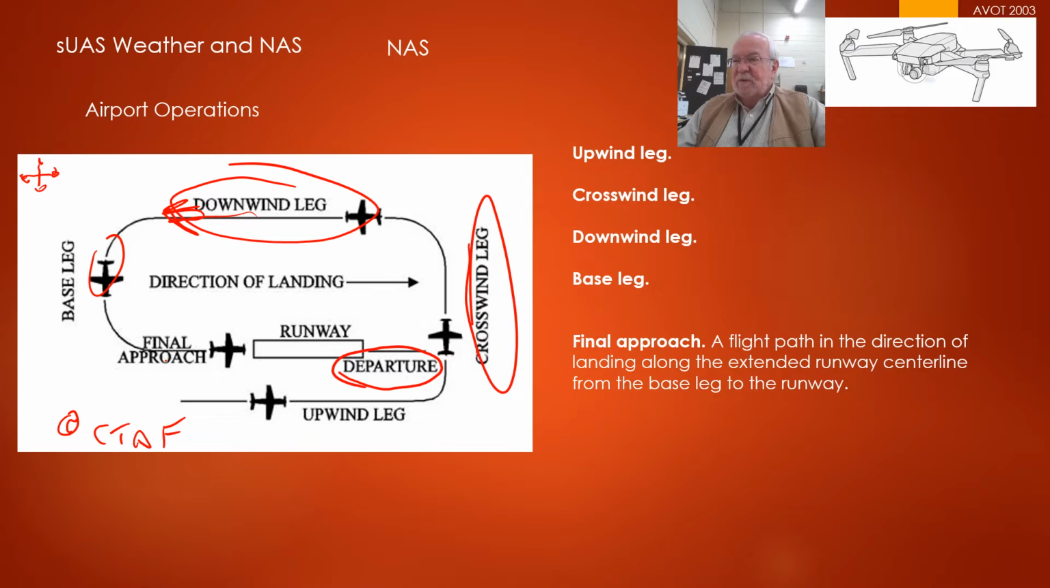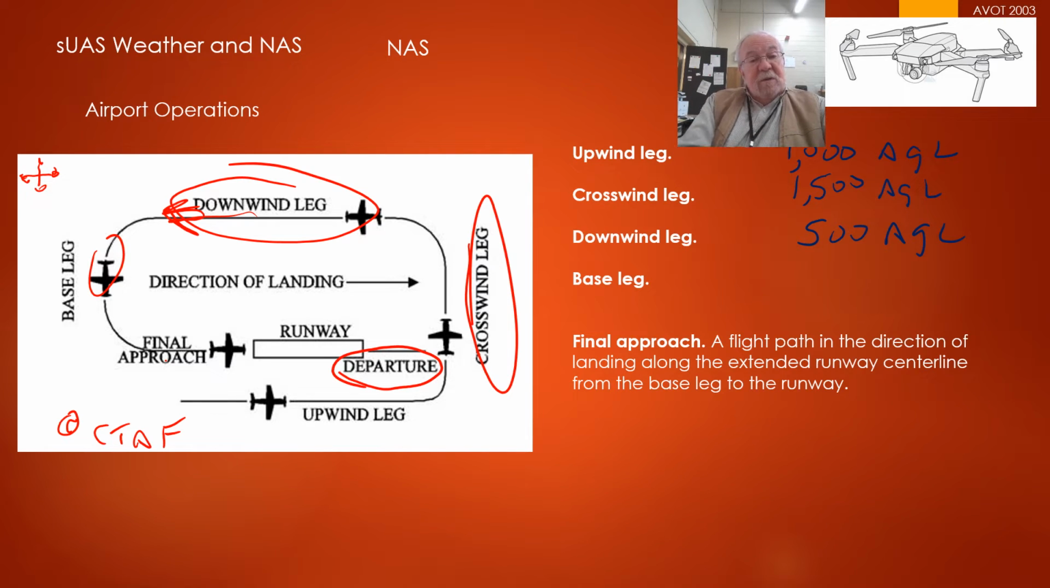Another associated question is, if somebody is approaching to land at the airport, how far out would they make their first call? 10 nautical miles out. All right. Traffic pattern altitudes are, for propeller-driven manned aircraft, 1,000 feet above ground level. If it's a jet or turboprop, 1,500 feet above ground level. Helicopters, 500 feet above ground level.